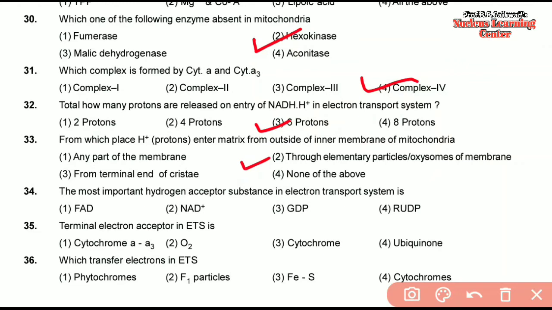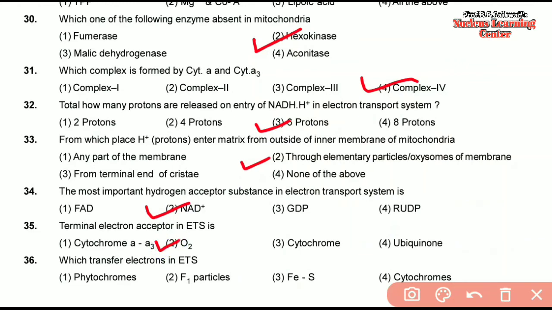Next is, the most important hydrogen acceptor substance in electron transport system is NAD plus. Nicotinamide adenine dinucleotide is the hydrogen acceptor substance in ETS. Right. The next question is terminal electron acceptor in ETS. So the final electron acceptor in electron transport system is oxygen, molecular oxygen.